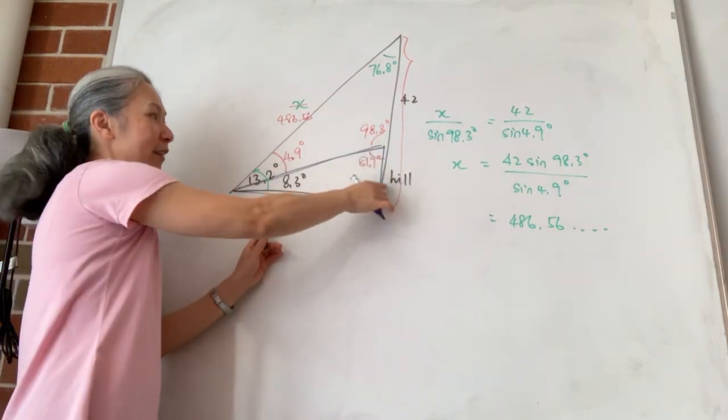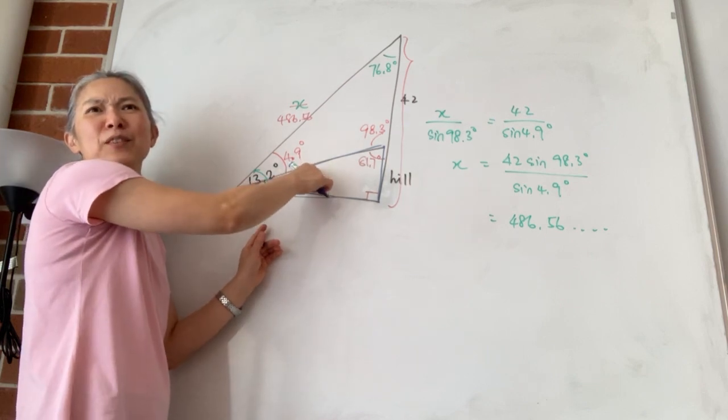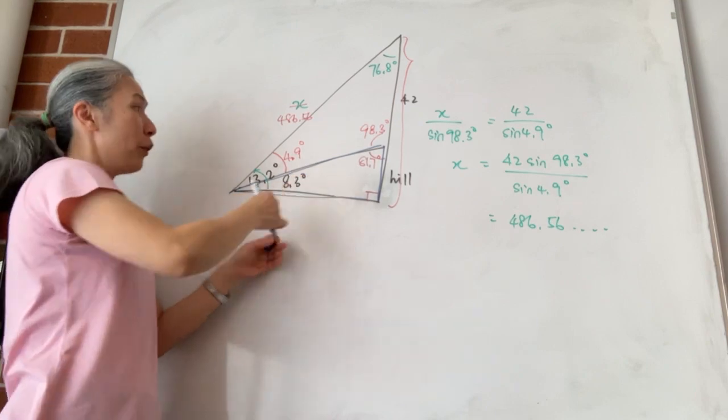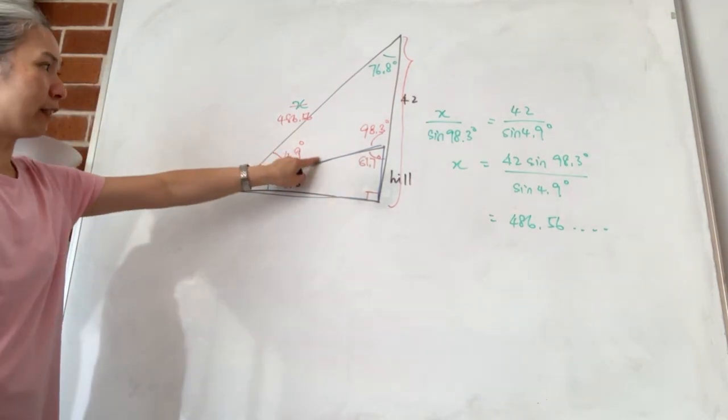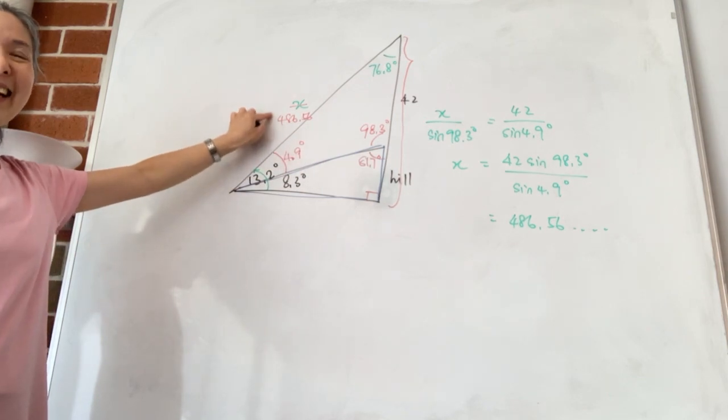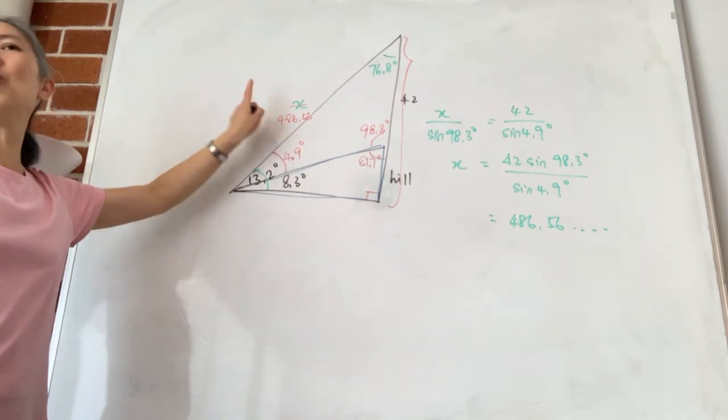SOHCAHTOA. Heel over hypotenuse. But I do not know this yet. Oh, so it's the whole thing. So you have to do the whole thing. You can find this one. So is there any point in finding x then? There isn't. If you're using this one, that means there's no point in finding that one.